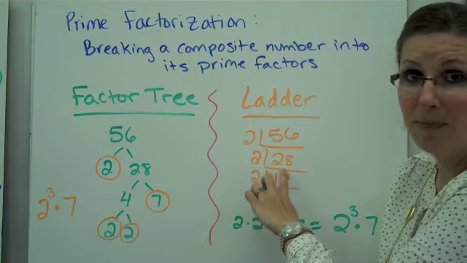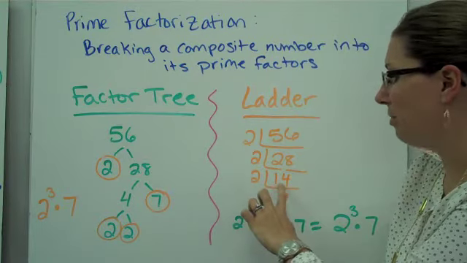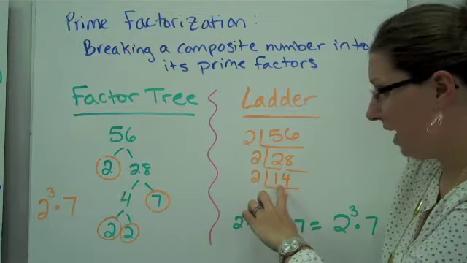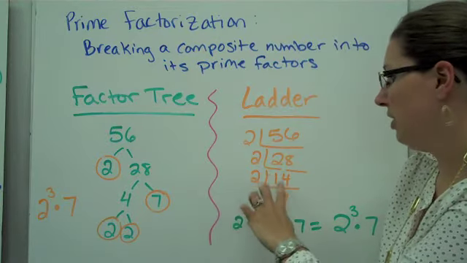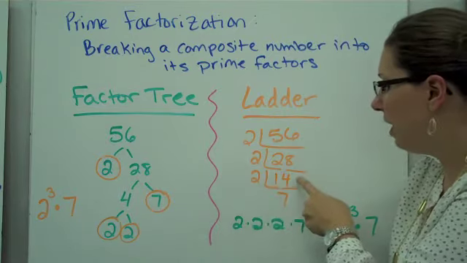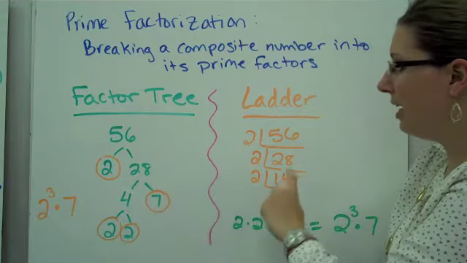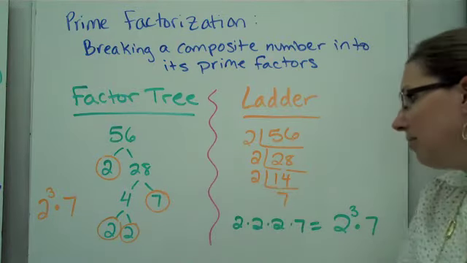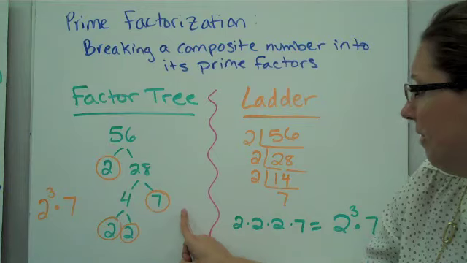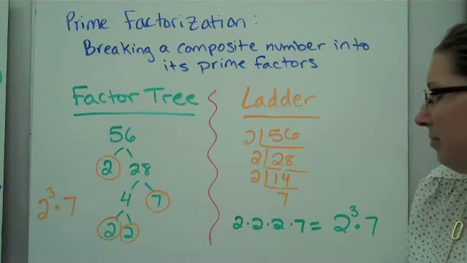What goes into 28 evenly? 2 does. 2 goes into 28 14 times. What goes into 14 evenly? 2 does. 2 goes into 14 7 times. You notice that I've got a different number here than I do over here, because I divided differently.